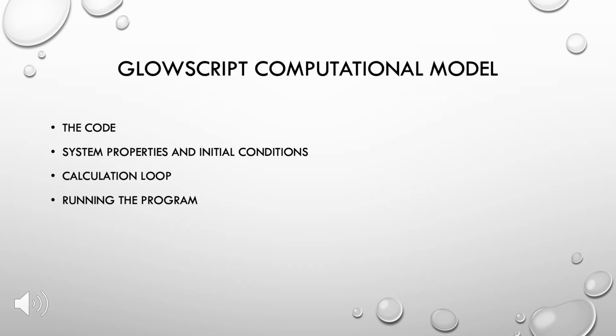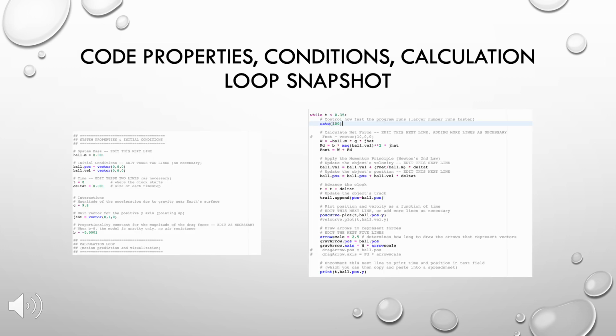So now we will discuss the GlowScript computational models, which involves the code, the system properties and initial conditions, the calculation loop, as well as how the program is run. So now this is the script I used for my force computational model.